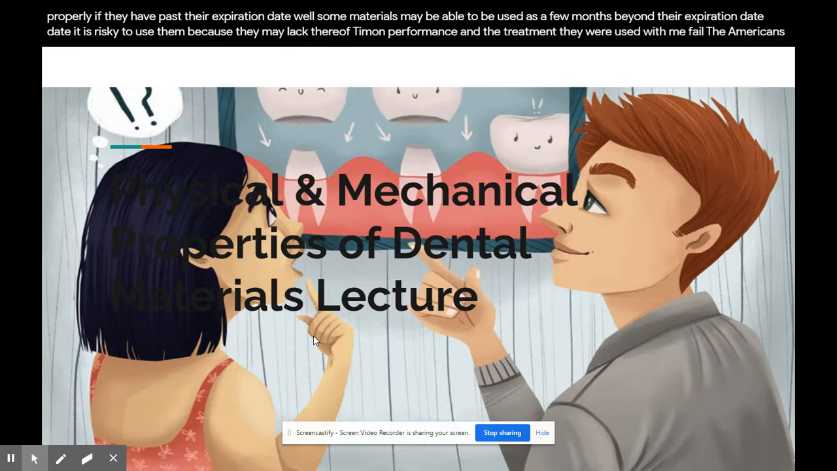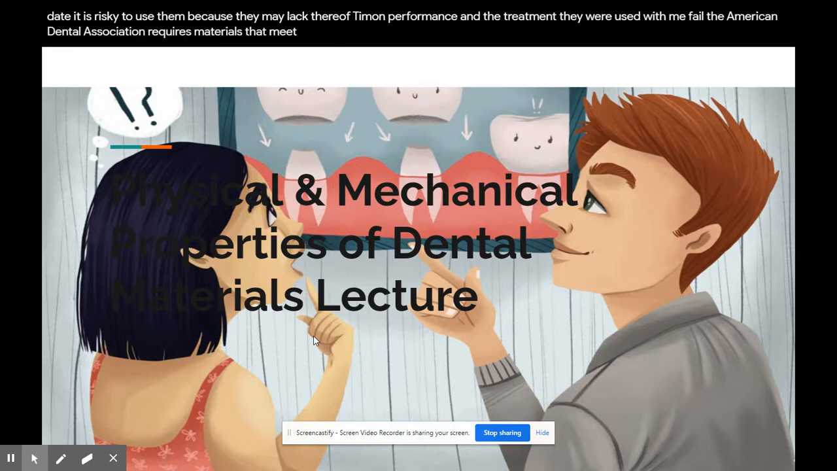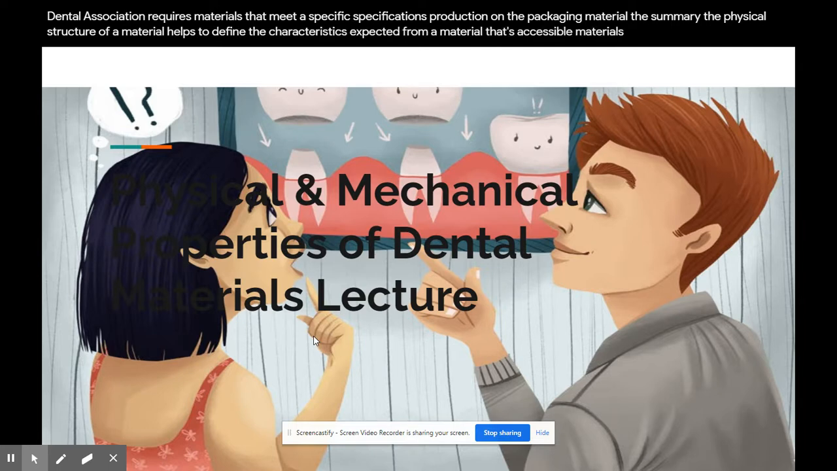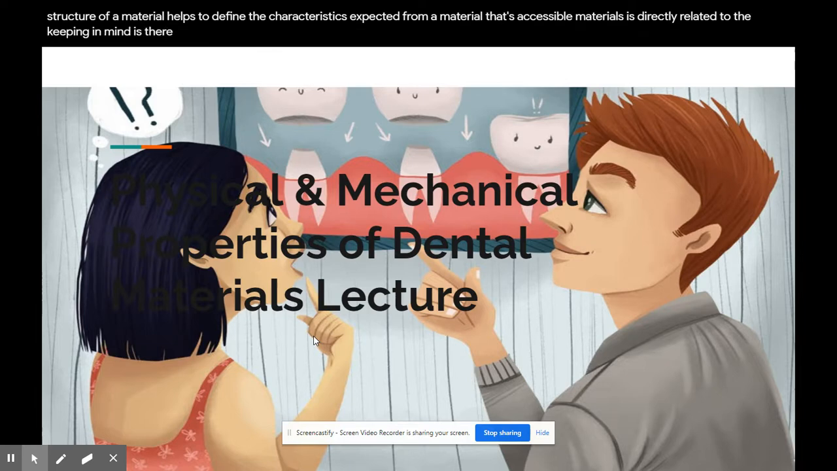The American Dental Association requires materials that meet its specifications to stamp a date of production on the packaging of the material. The summary. The physical structure of a material helps to define the characteristics expected from the material. The success of dental materials is directly related to the choices the dental auxiliary makes in selecting and manipulating the components, while keeping in mind those variables that cannot be altered.